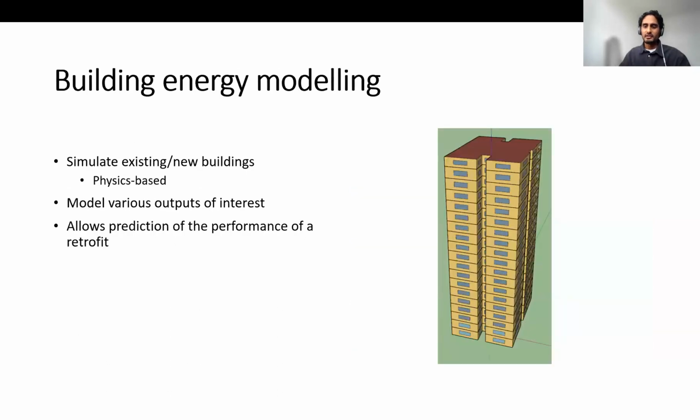But there's a growing recognition of the value of modeling, simulation, and data-driven approaches in retrofit decision-making. Here I'm talking about the physics-based energy models, which allow us to simulate existing and new buildings and output various quantities of interest. So with this, we can predict the performance of a retrofit before anything is altered in real life.